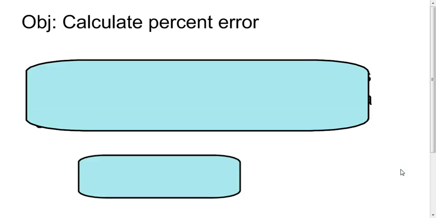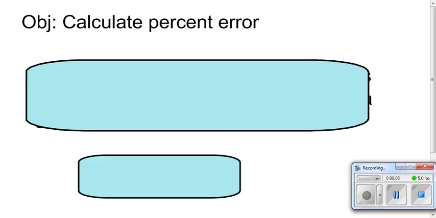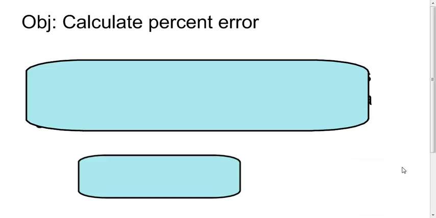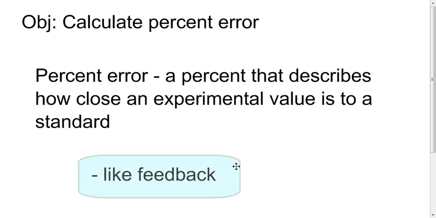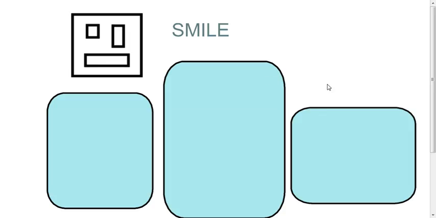The purpose of this recording is for you to be able to calculate percent error. And percent error is a percent that describes how close an experimental value is to a standard. It's like getting feedback about your experimental data. Now, this is a non-science example to give you an idea of what percent error is.